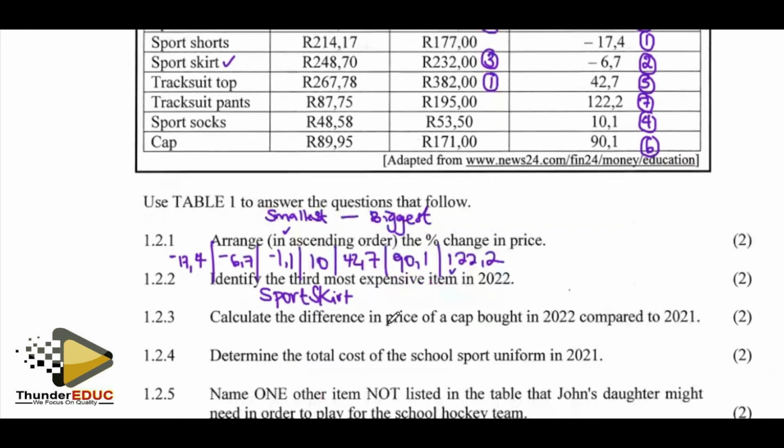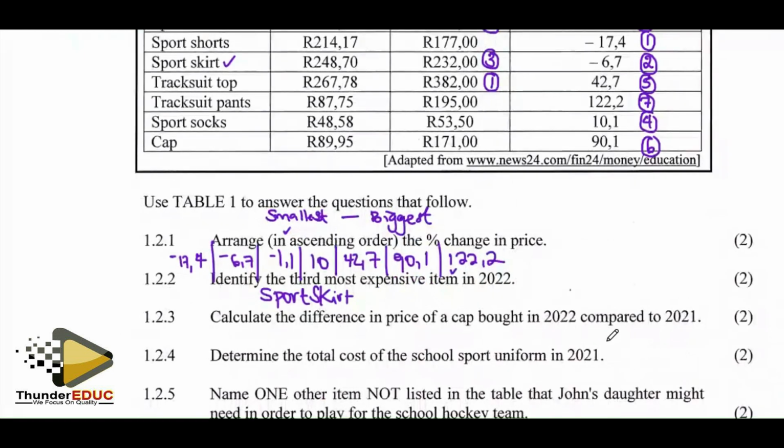All right, let's say calculate the difference in prices of a cap bought in 2022 compared to 2021. The moment you hear difference, what comes to your head has to be subtraction. You will need to subtract. So we get the values in 2022 minus the values in 2021. We are looking at the difference of the cap bought. So here, this is the cap that we are looking at. So we shall take this value here minus this.